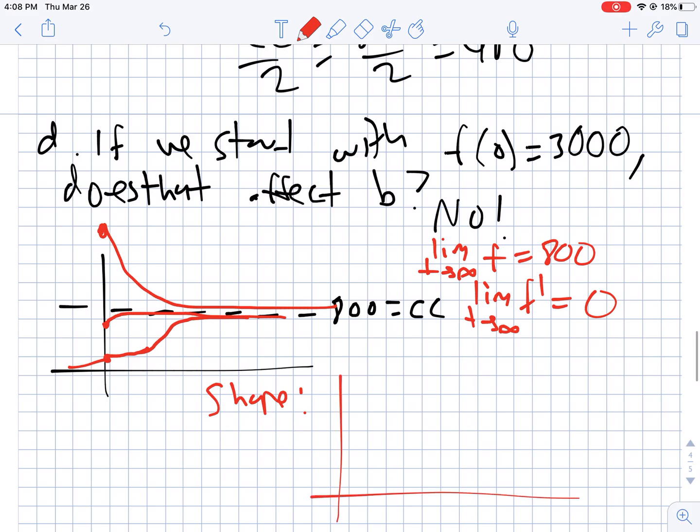This idea that the solution curves are going to follow this shape no matter what, as they approach that carrying capacity, which is where the dP/dt is 0. So that should be able to help you out in a lot of these problems.